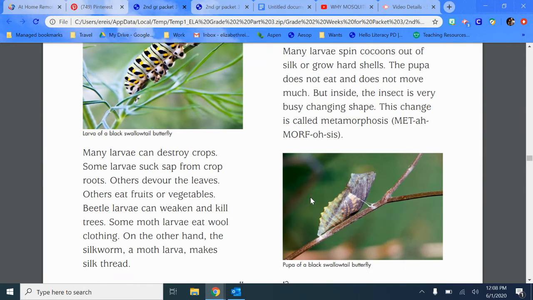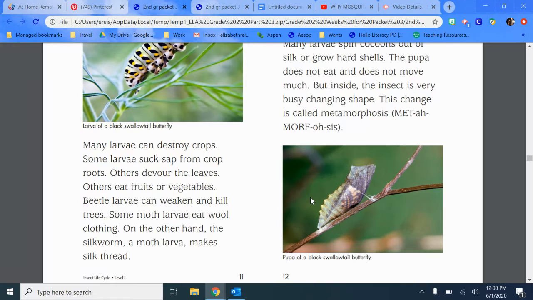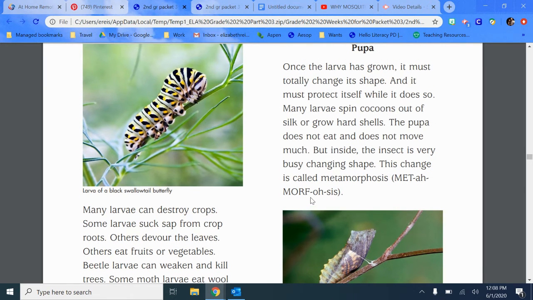Many larvae can destroy crops. Some larvae suck sap from crop roots. Others devour the leaves. Others eat fruits or vegetables. Beetle larvae can weaken and kill trees. Some moth larvae eat wool clothing. On the other hand, the silkworm, a moth larva, makes a silk thread. Once the larva has grown, it must totally change its shape, and it must protect itself while it does so. Many larvae spin cocoons out of silk or grow hard shells. The pupa does not eat and does not move much, but inside the insect is very busy changing shape.